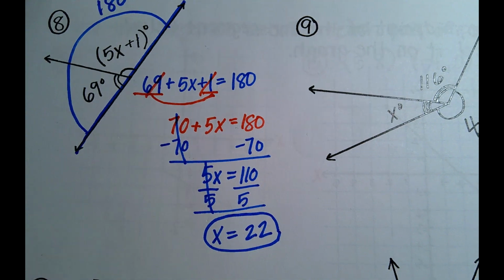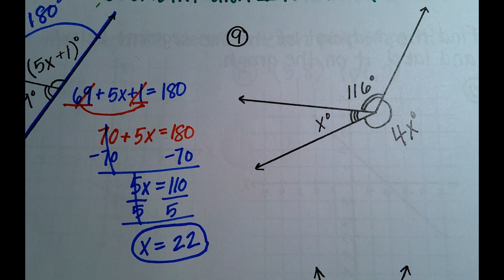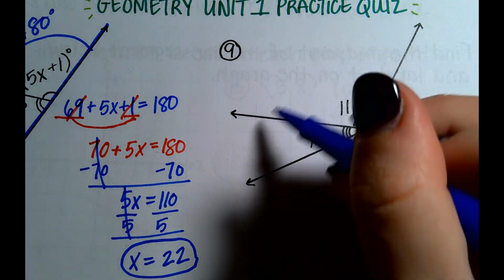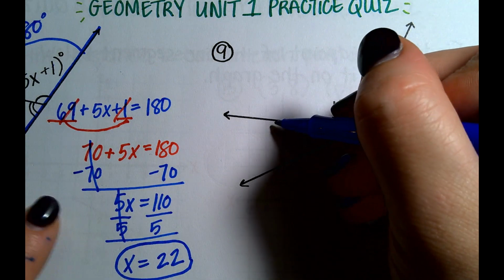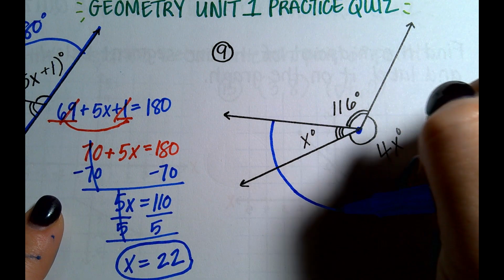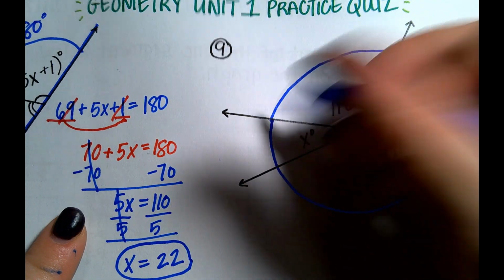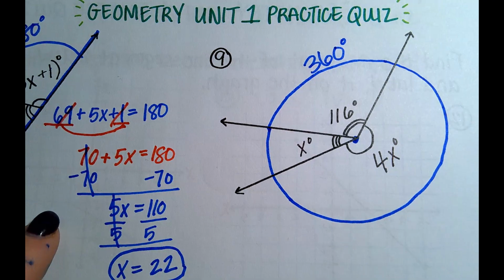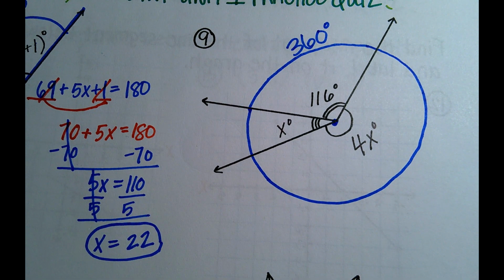Now, number 9. What's going on with these angles? It equals 360. Yes, we have angles around a point. Again, if I started at any of these, goes through x, goes through 4x, goes through 116, it makes a circle. This is 360 degrees. So, I'm going to get a sticky note again. I took up a lot of space with that circle.